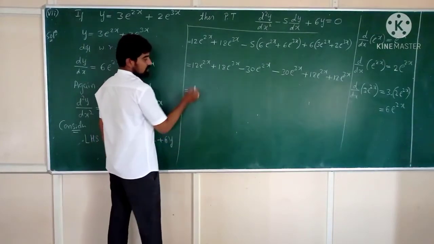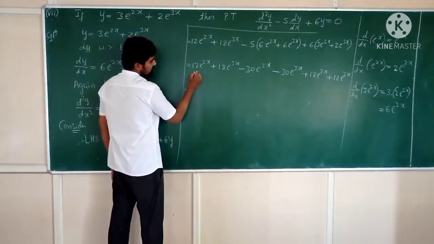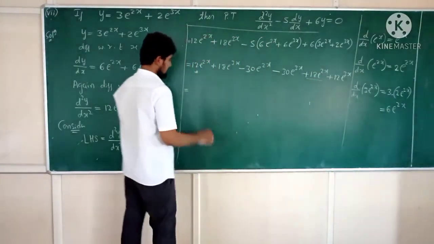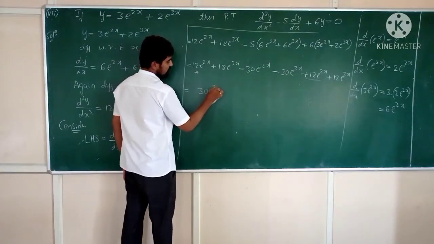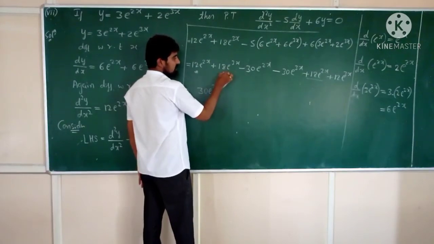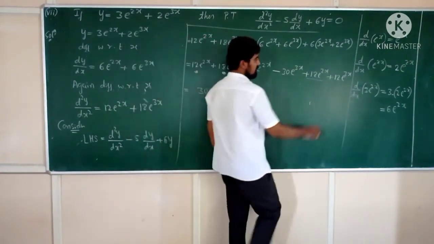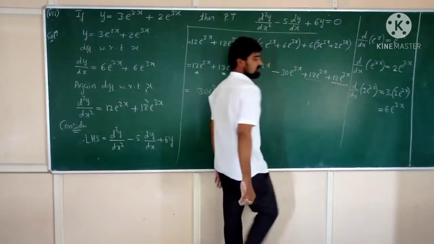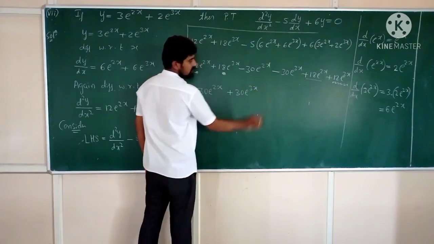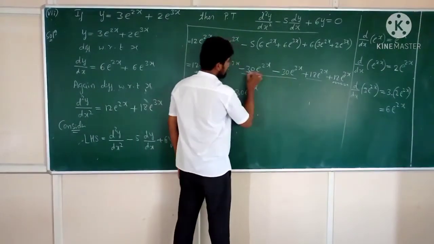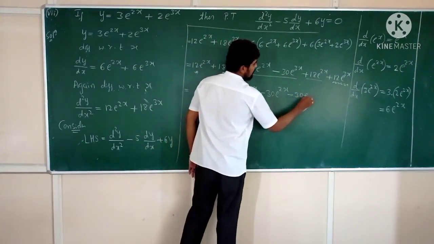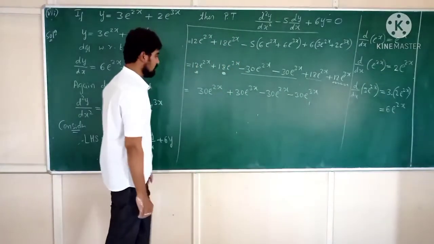Now we just observe here, 12 e power 2x plus 18 e power 2x is equal to 30 e power 2x. And next, 18 e power 3x plus 12 e power 3x is equal to 30 e power 3x. Now as it is, these two terms remain: minus 30 e power 2x, minus 30 e power 3x. I hope all of you understand.